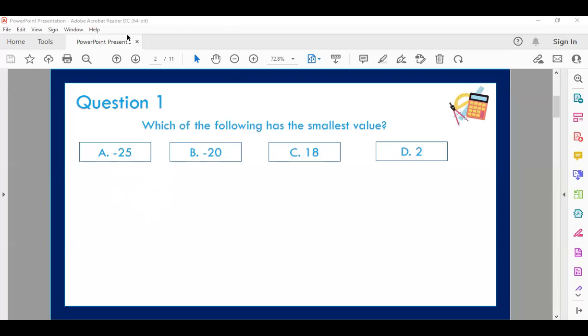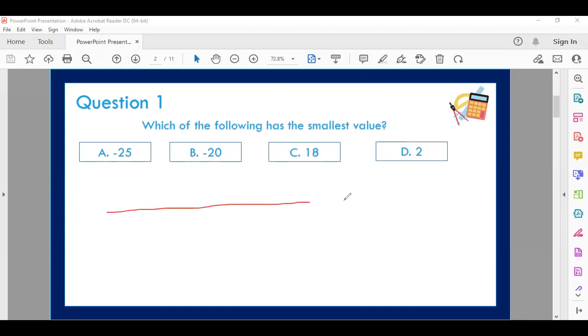Now, if you look at this range of numbers, you can clearly see smallest means you also have got negative numbers to consider. There is a negative 25 here, negative 20 here, 18 here, and 2. Now, at first glance, you may think that 2 is small, but don't make that mistake of ignoring the negative. So really, the smallest value here is the largest negative.